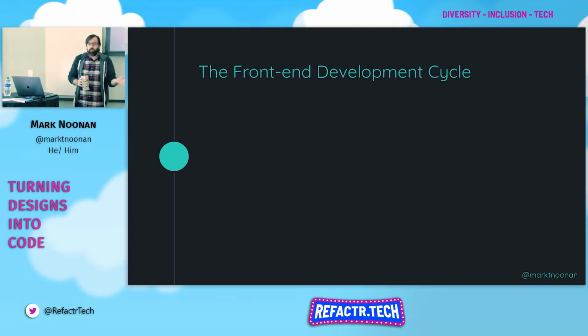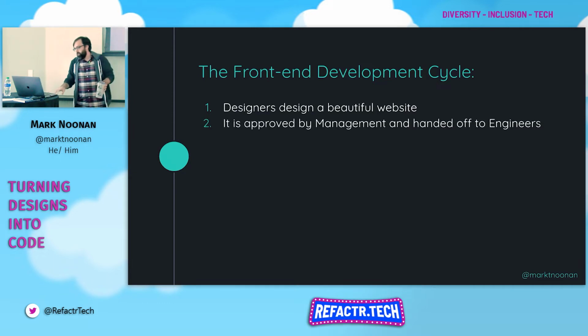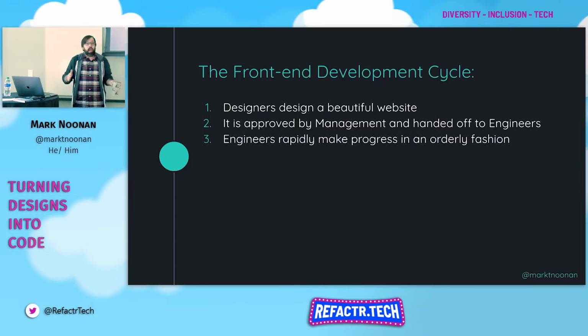So first, let's briefly go over the front-end development lifecycle. I know some of you know this. We all love it. Designers provide a beautiful website design. That's the first step. It's approved immediately by management, and it gets handed off to the engineers. No problems. Engineers rapidly make progress in an orderly fashion.